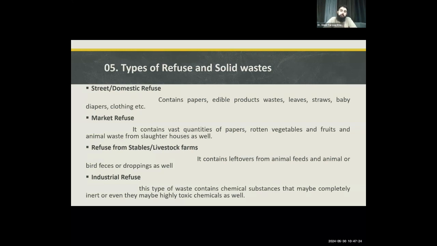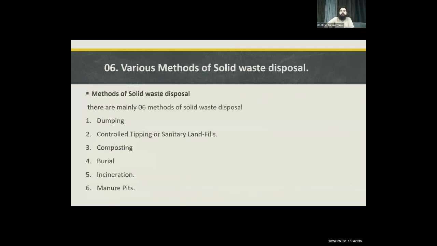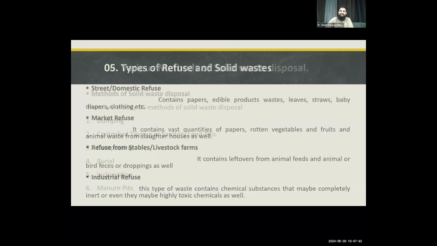So types of refuse and solid waste. So there is street or domestic refuse. I will not waste my time over this slide because this is just a reading slide. Street or domestic refuse contains papers, edible products, waste, leaves, straws, baby diapers. Previous slide, please. Let me read it at least. Market refuse contains vast quantities of paper, rotten vegetables and fruits, and animal waste from slaughterhouses, then refuse from stables or livestock farms. Then there is industrial refuse. Now you can go ahead to the next slide.